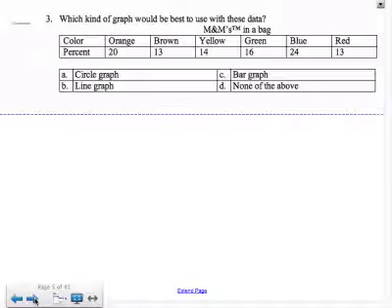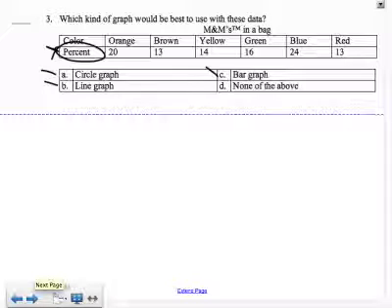Number 3. What kind of graph would be best for use with this data? So you have 3 types of graphs: circle graphs, line graphs, and bar graphs. And you want to look at what the data says. You've got different colors of M&Ms, and they're counted in terms of percent. Anytime you have a percentage of a whole, the best type of graph to use is a circle graph. So you should have A.